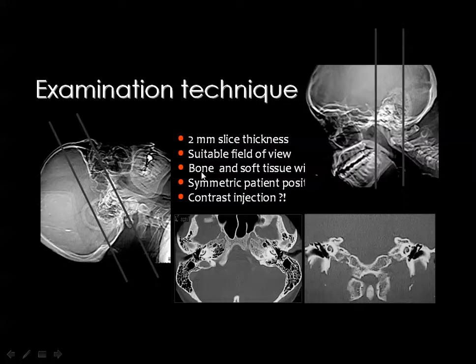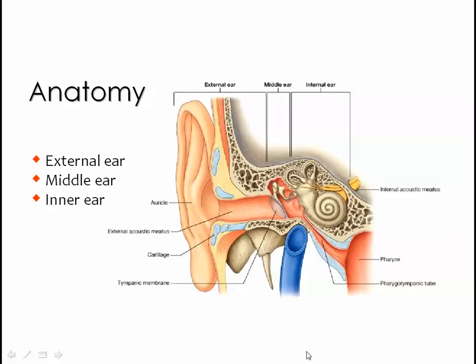Then we use the bone and soft tissue window images, and we try as much as we can to ensure the symmetric patient position on the scanning table. The need for contrast injection in the Petrous bone is extremely limited, and we do not usually need to inject the patient with contrast, particularly in the CT scan, but in MRI we may need, because our target in MRI is quite different from our target in the CT scan.